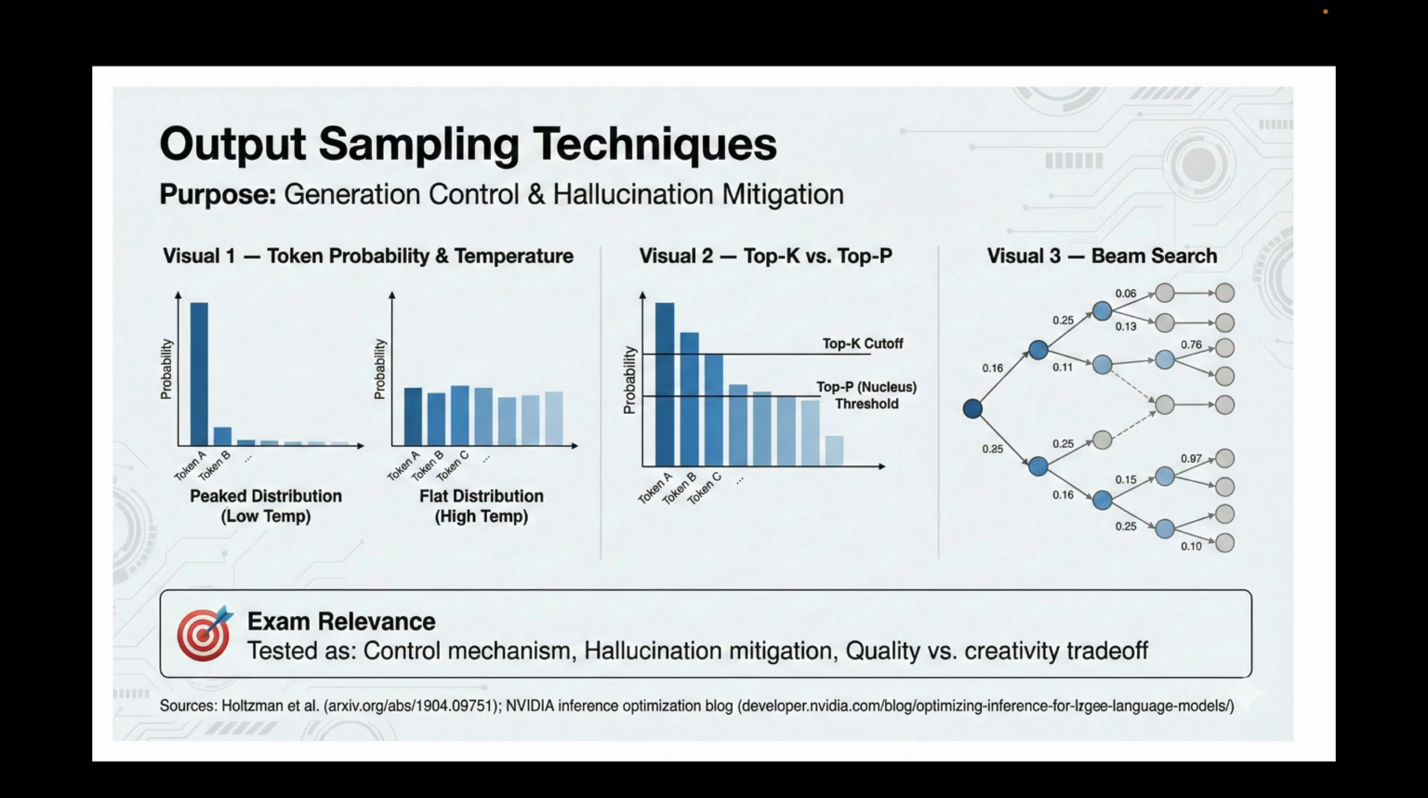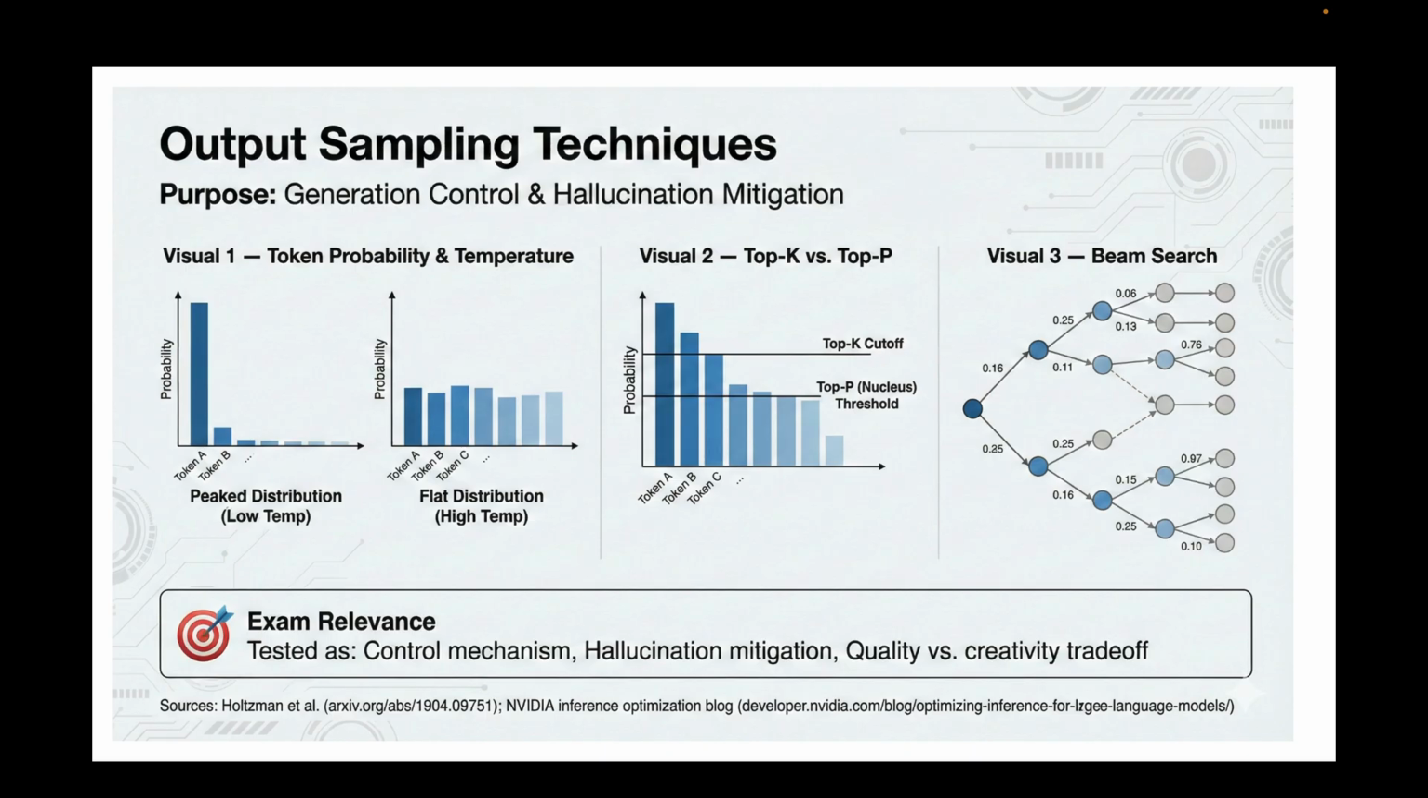Finally, we have beam search in Visual 3. This strategy is a bit different. Instead of just looking at the single best next word immediately, beam search keeps track of several promising sequences of words simultaneously. As the tree diagram shows, it explores multiple future paths at once, calculating cumulative probabilities and pruning the less likely paths along the way.